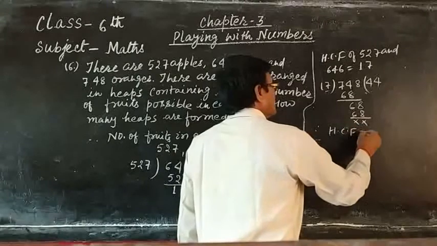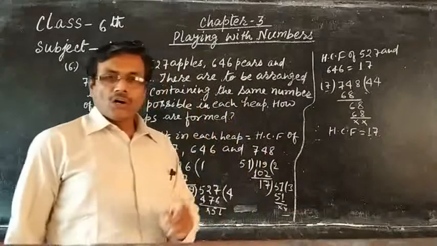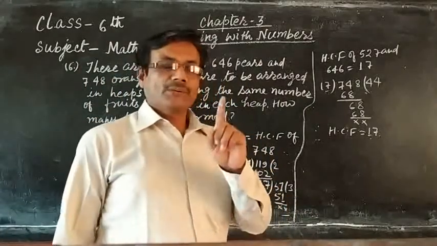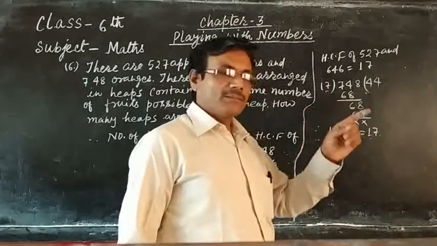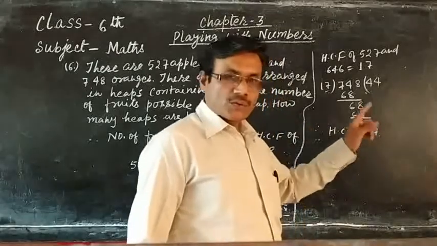Students, number 17 tells that the number of fruits in each heap will be 17. In each heap, the maximum number of fruits can be this many.